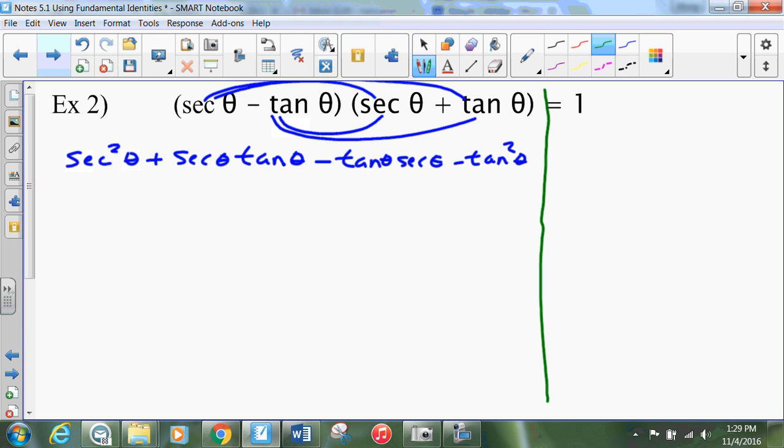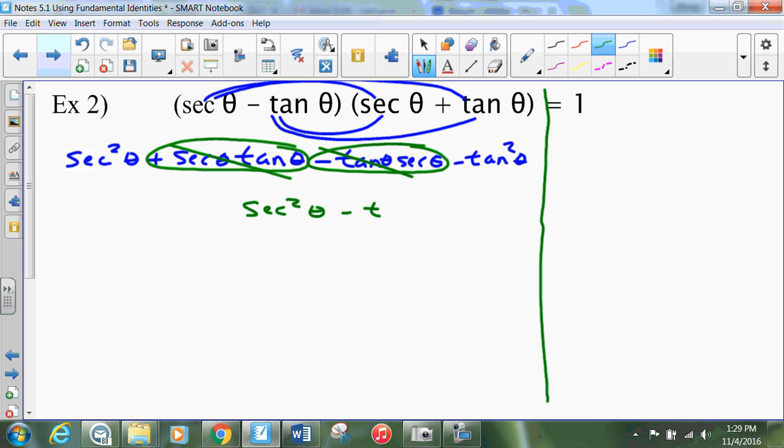because I'm just going to work one side. So when I look at it, it becomes obvious that I have two terms I can combine. I've got secant theta tan theta minus tan theta secant theta, which is the same thing. So those two cancel out, and I am left with secant squared theta minus tan squared theta, which reminds me of secant.